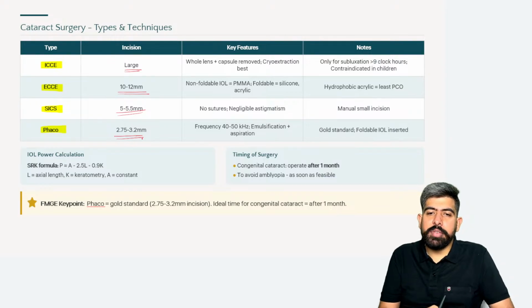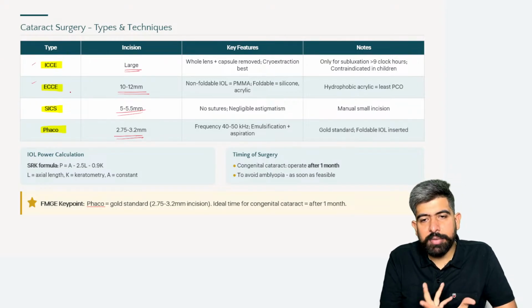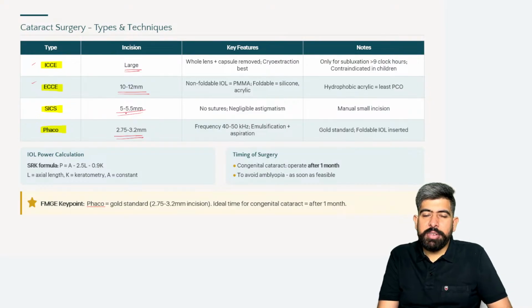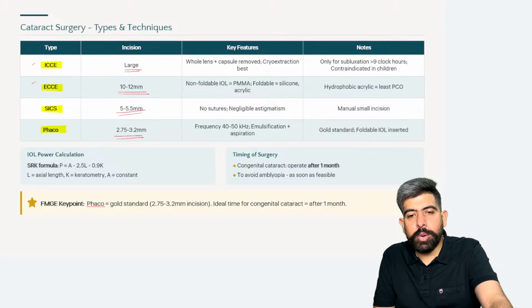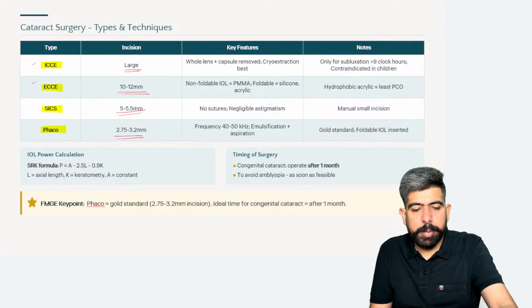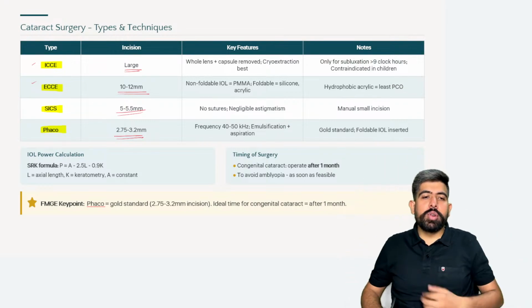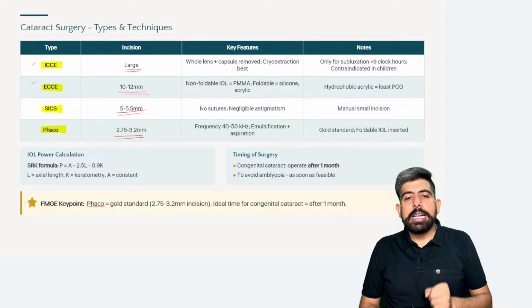Yes, in ECCE we are giving sutures. There we have to use sutures, okay? Since there are large incisions, sutures are definitely needed. The small incision of 5 mm, we don't need any suture. SICS and phaco are both sutureless surgeries. Please remember, in phaco also no suture will be used, and in SICS also we are not going to use a suture. Is it clear, guys?